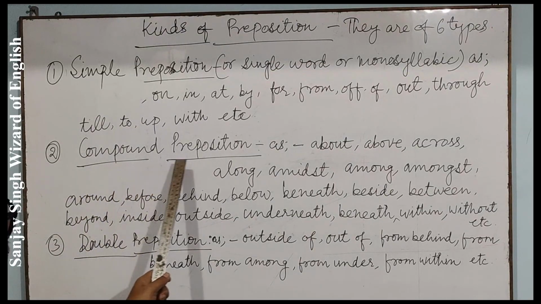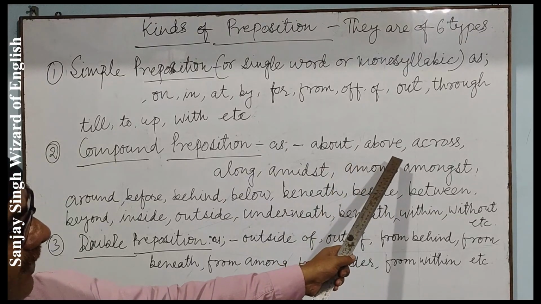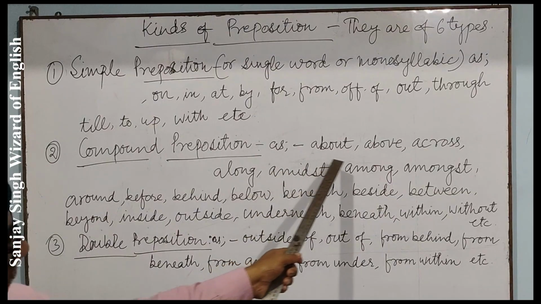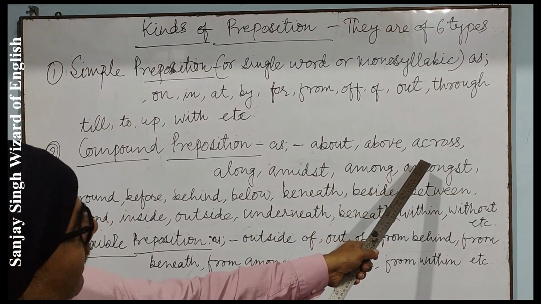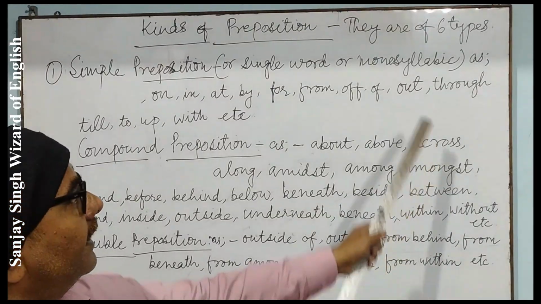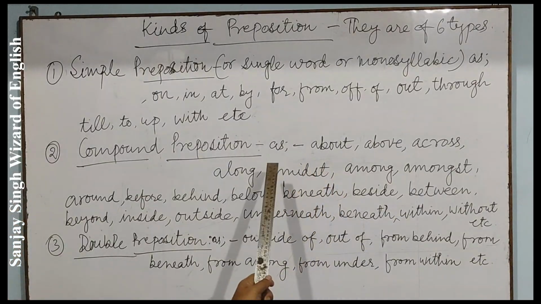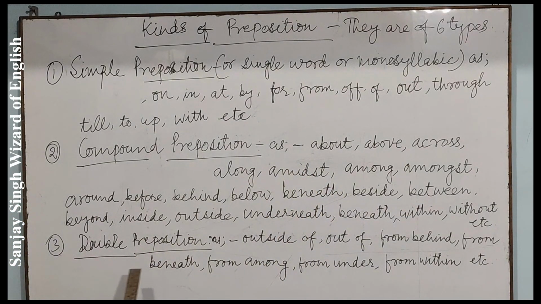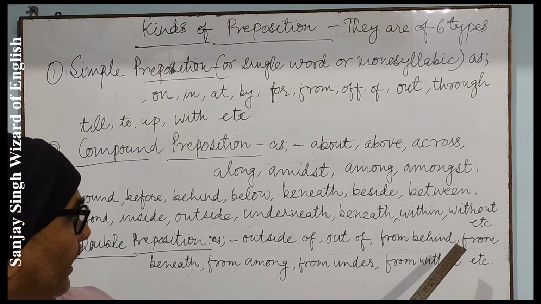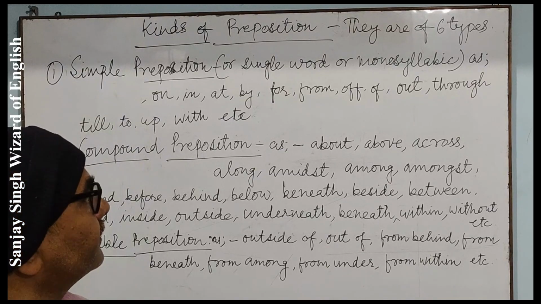Now the second one is compound preposition, as these words: about, above, across. Now you can see these are also single word prepositions, but they are bisyllabic. These are monosyllabic, they are bisyllabic. So they are compound prepositions. Now the third one is double preposition, as outside of, out of, from behind, from beneath, from among, from under, from within, etc.